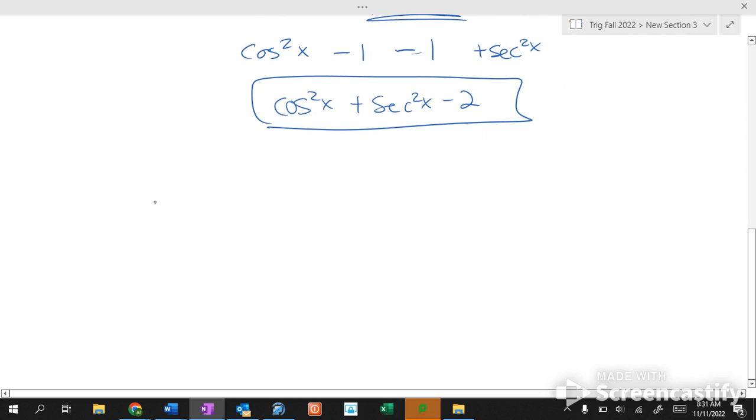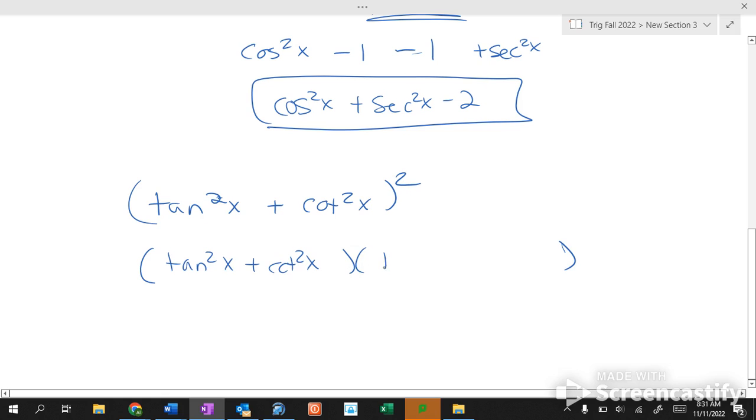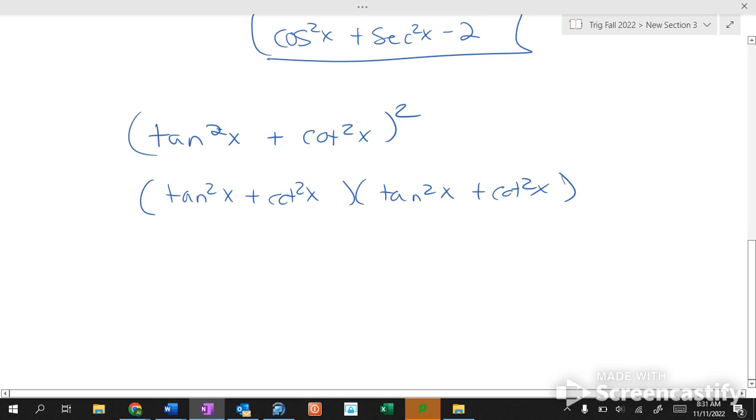Let's say we have tangent squared of x plus cotangent squared of x, quantity squared. Tangent squared plus cotangent squared. If we FOIL this, we need to write it twice. So we're going to FOIL. What's tangent squared times tangent squared? Tangent to the fourth.